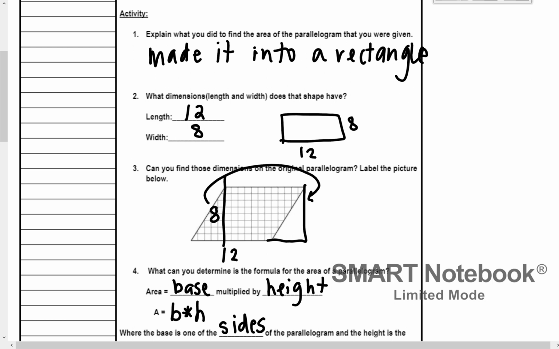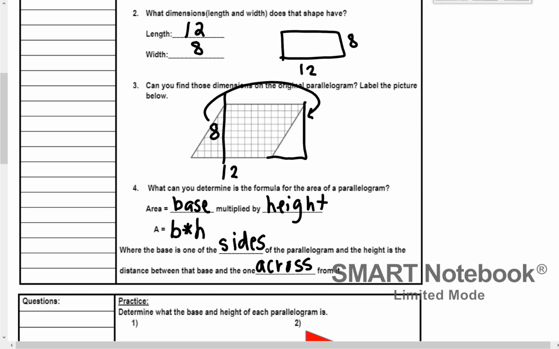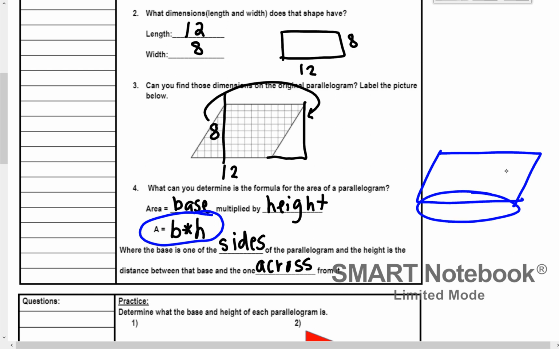So what that means is that the formula, or the way that we're going to find the area of a parallelogram, is by multiplying the base by the height. We shorten that by saying area, A, equals base, B, times height, H. This is the formula that we're going to use, and we're going to want to write that down for every single problem that we solve. The base is one of the sides of the parallelogram. So if we have a parallelogram over here, the base is going to be one of these sides.